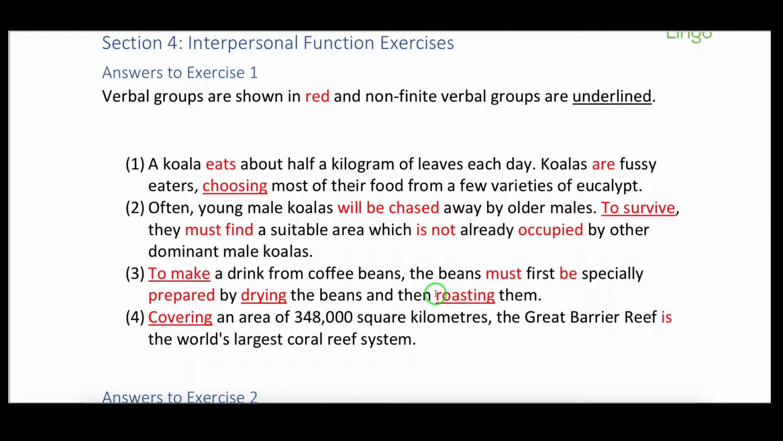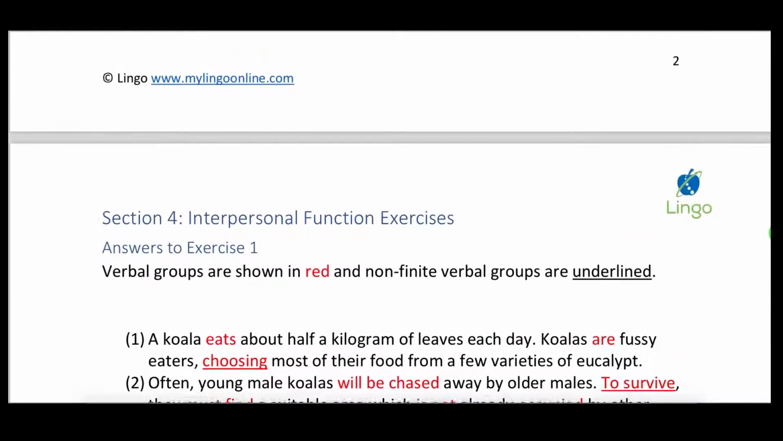Now, if this verb group here, drying, were to be finite, you'd need something like is drying or was drying or will be. We don't have it, so it's non-finite and the same as roasting. And in number 4 here, covering an area of 348,000 square kilometers, covering is non-finite, it's just the ing form on its own. So that's obviously a dependent clause right there. And here is the independent clause with the finite verb group is. I'm just going to scroll back to the top now.